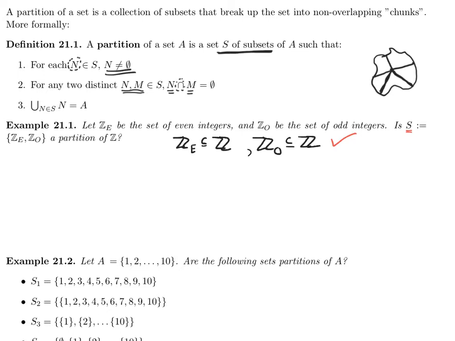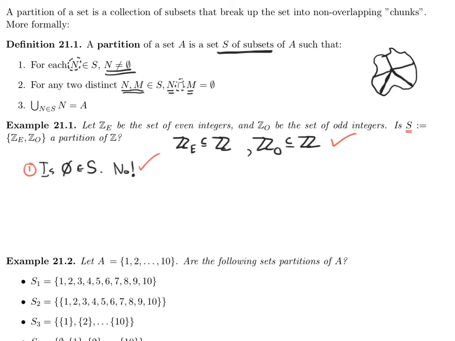Condition 1. Is the empty set an element of S? And clearly, in this case, it's not, so we're good to go. That condition is satisfied. There's only 2 elements of our set here. Remember, the elements of the set are subsets. It is the even integers and the odd integers.